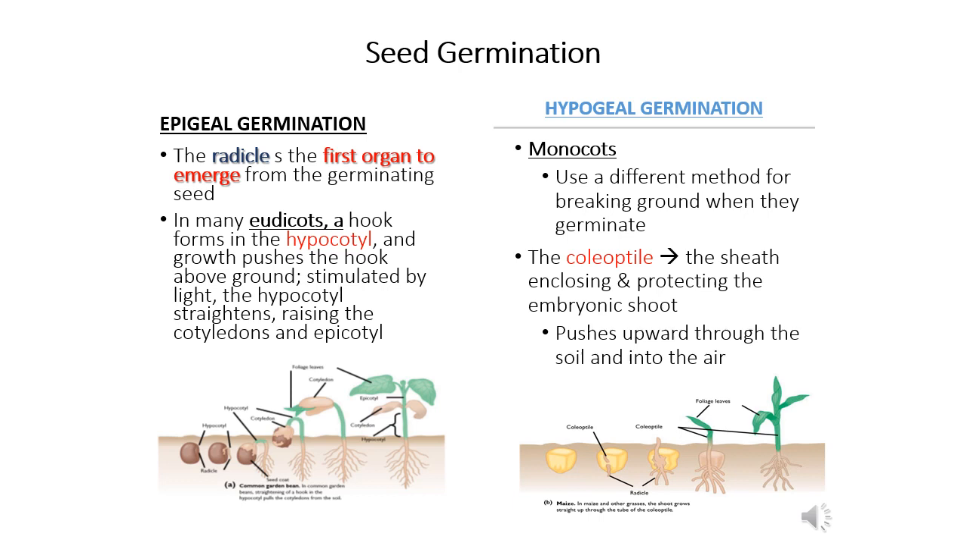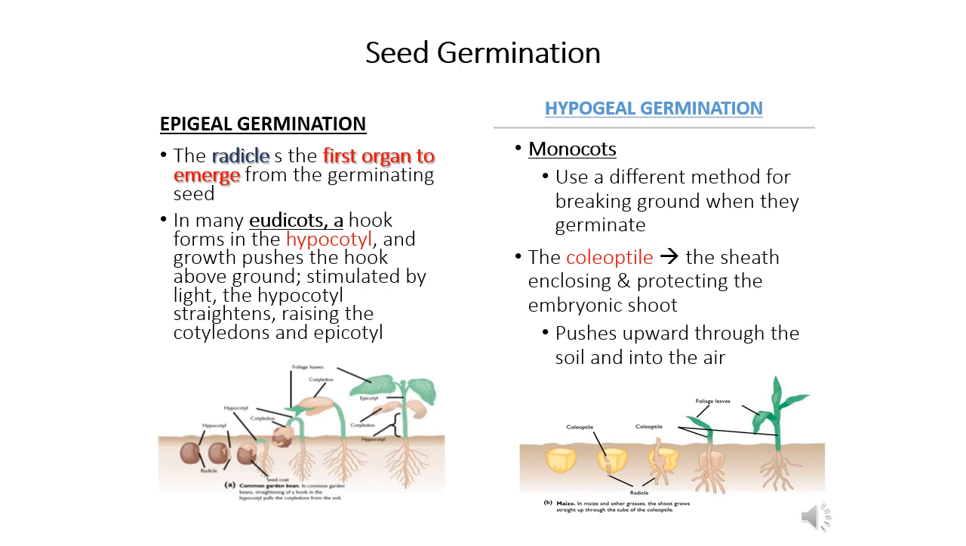Now this depends on whether it is monocot or dicot. Epigeal germination is usually for dicot or eudicot, meaning that the radicle, if you remember the drawing of the seed just now, will be the first organ to emerge. Meaning they will form a hook, like a hook, if you look at the picture below. So it will form a hook from the hypocotyl, and then this will grow and push the hook above the ground, and because of light it will be stimulated further, and then this hypocotyl will straighten and raise the cotyledon and the epicotyl.